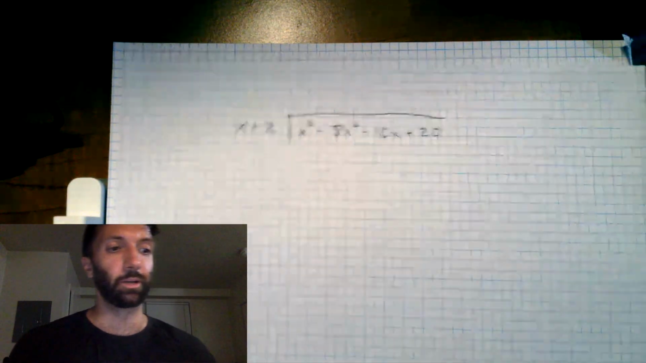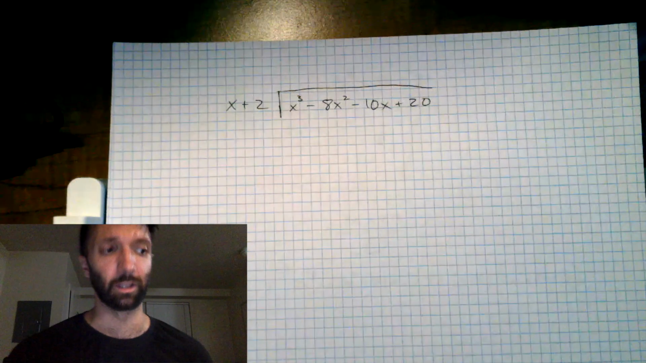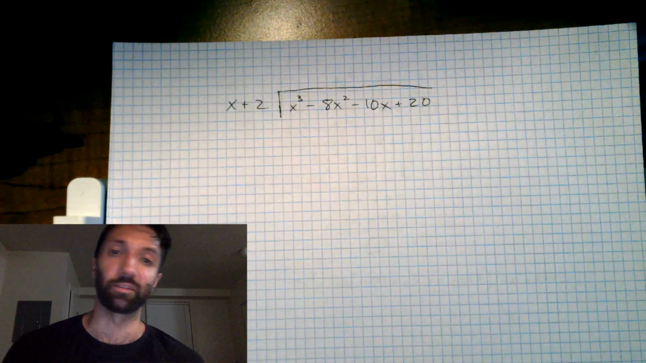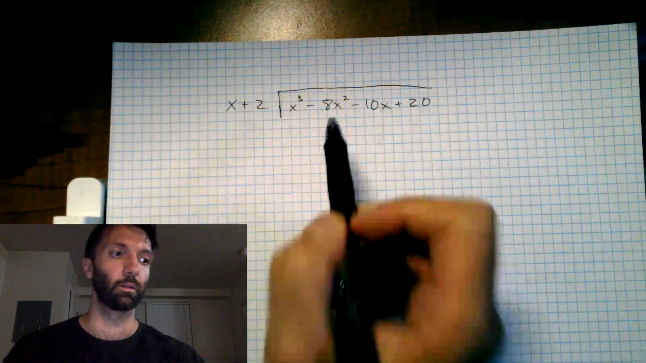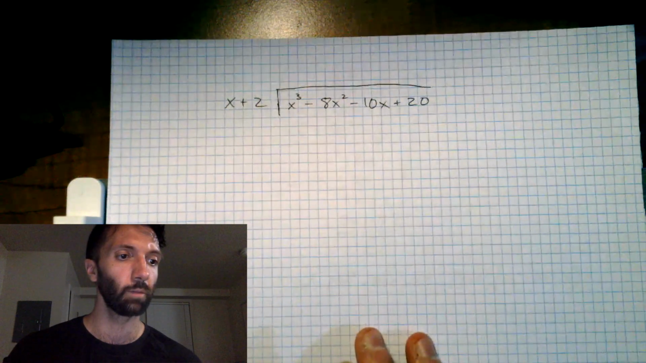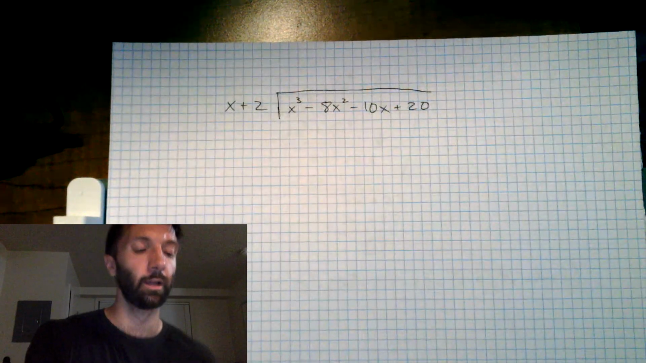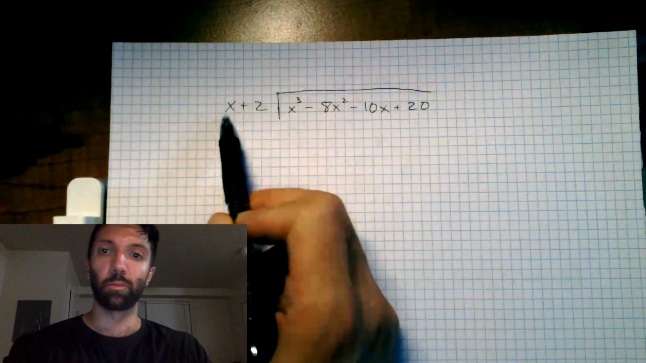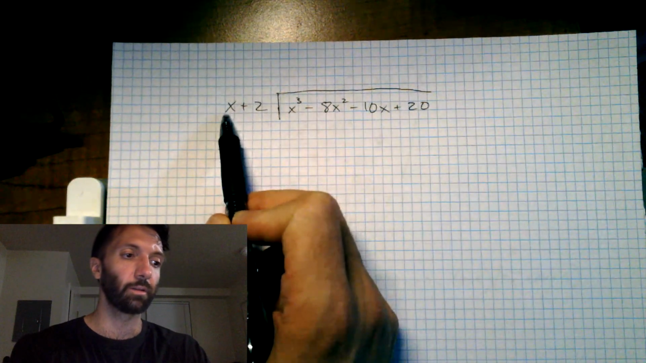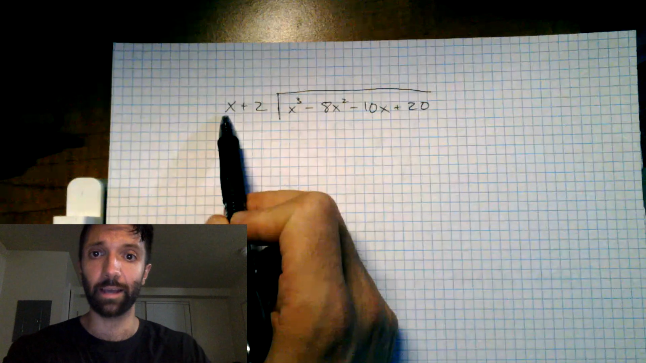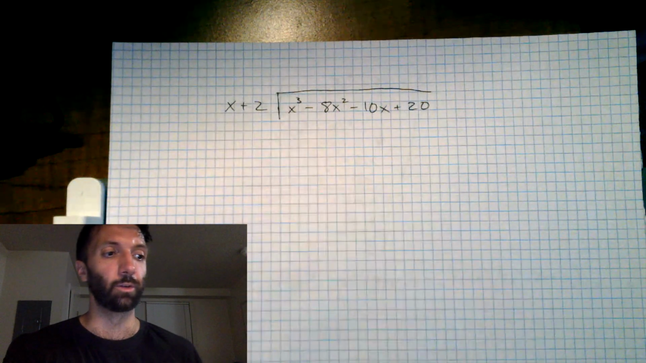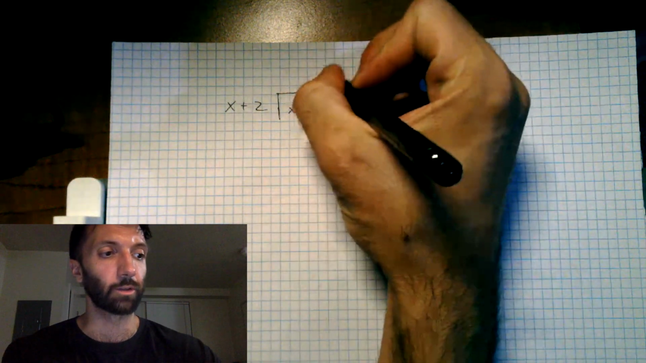Now this example here is pretty similar. It's a little bit more complicated just because we have some negative signs, so you have to be careful, but it works exactly the same way. So you start with the algebraic portion of your divisor. So that's x. How many times does x go into x to the third? Well, that's going to be x squared.